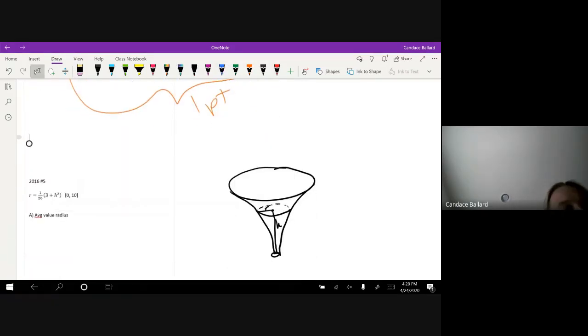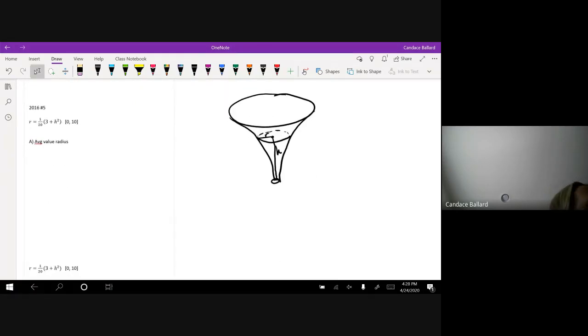Okay. So I'm going to read the problem again. The inside of a funnel height 10 inches has circular cross sections as shown in the figure above. At height h, the radius of the funnel is given by this. So this is our radius equation, where h is between 0 and 10. So that's our interval. We've got to stick with that interval. The units of r and h are in inches. In part A, we're supposed to find the average value of the radius of the funnel.